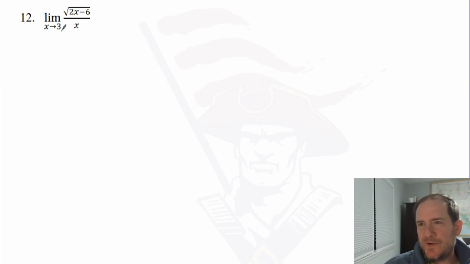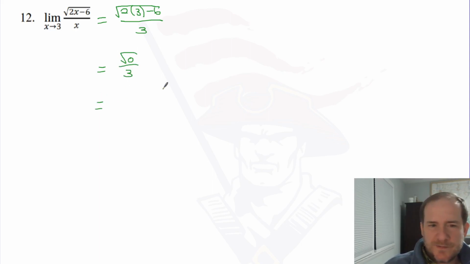Is this just evaluatable? Plugging in 3? Yeah, it kind of is. Because if we just substitute in, we get 2 times 3 minus 6, but over 3. So yeah, that numerator is 0. We get 6 minus 6. We get root 0 over 3. But 0 over a number, that's not the indeterminate case. It's not even undefined. That's just 0. So that just means that this limit is literally just 0.